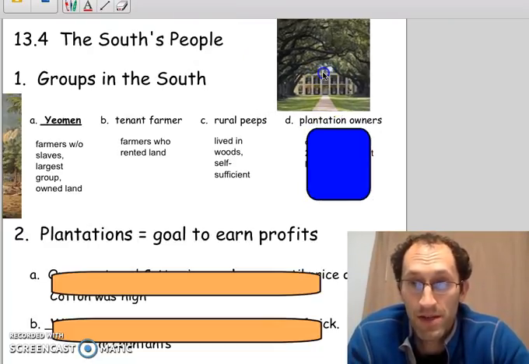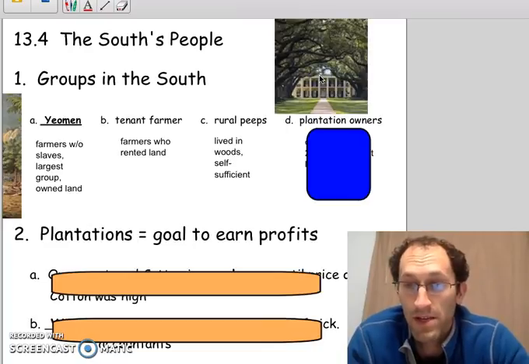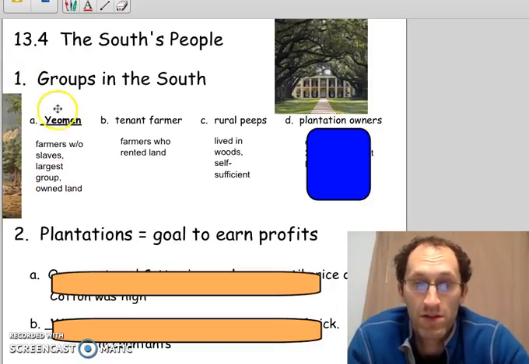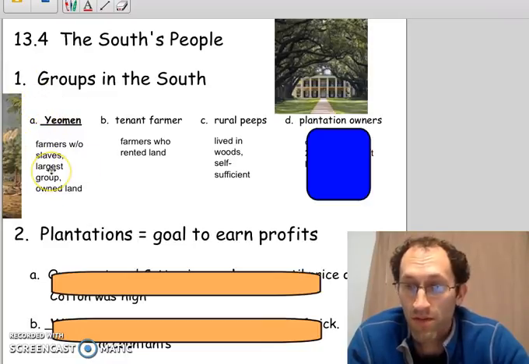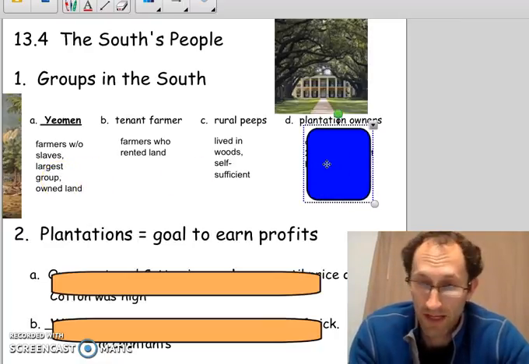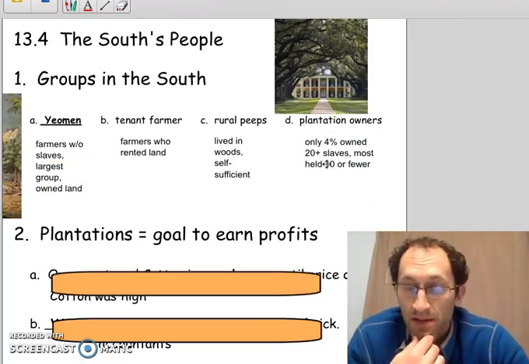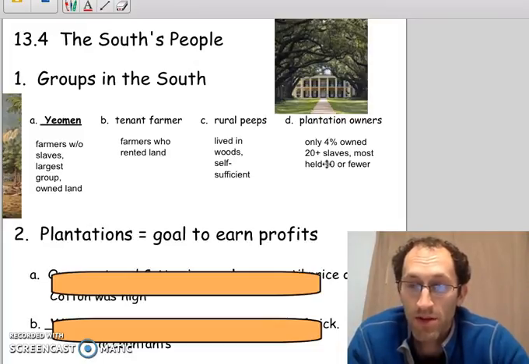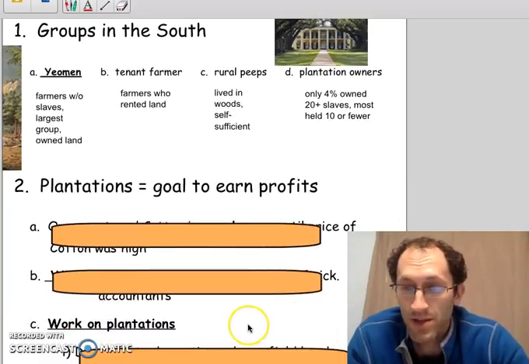Now, this picture up here is not the typical thing you would see in the South. Very stereotypically, you would see this stuff in the movies, like everything's a plantation. That wasn't the case. Remember, most people were yeomen. They were farmers that owned between 50 and 200 acres, and they did not own slaves. But the plantation owners, about 4% of them owned 20 or more, and most of these plantation owners had about 10 or fewer slaves. All right, let's talk about plantations themselves.